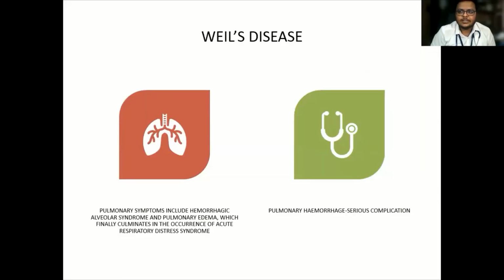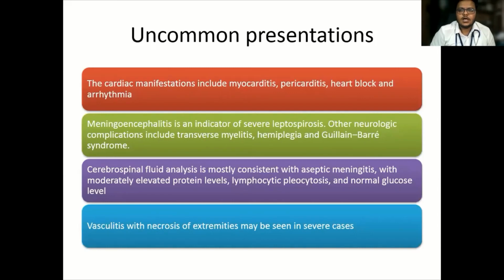With regards to pulmonary involvement, symptoms include hemorrhagic alveolar syndrome and pulmonary edema that finally culminate in severe ARDS. Pulmonary hemorrhage is the most serious complication in the lungs. Uncommon presentations include cardiac involvement, which may include myocarditis, pericarditis, heart block, and arrhythmia. CNS manifestations are also uncommon and may include meningoencephalitis, transverse myelitis, hemiplegia, and Guillain-Barré syndrome. In rare cases, vasculitis with necrosis of extremities may also be seen.